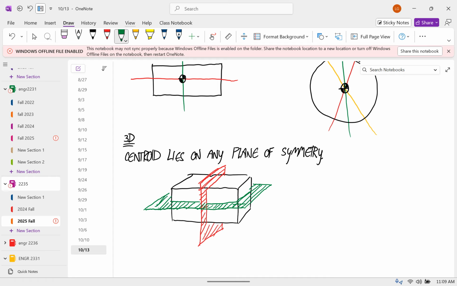And then there's one here. And those three planes intersect at a point, and that point is right at the center of the rectangle, and so that's the centroid.